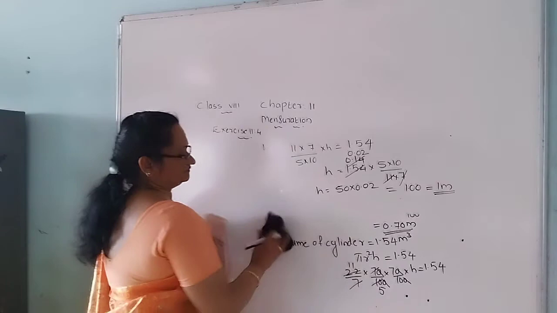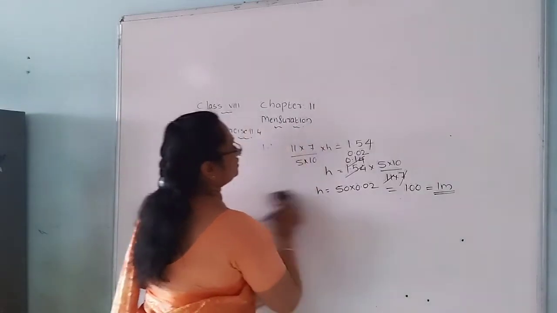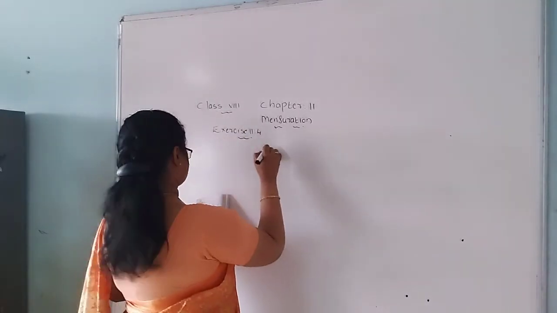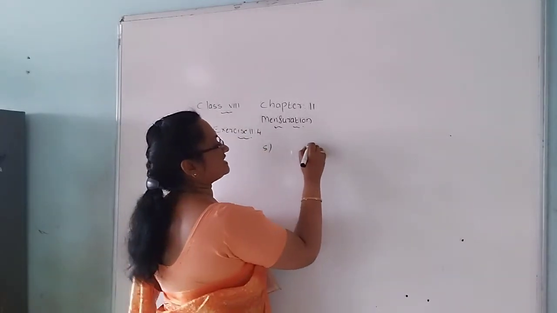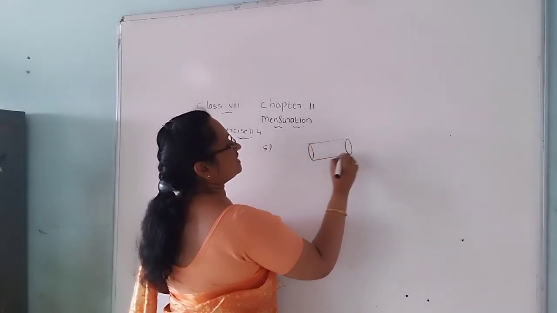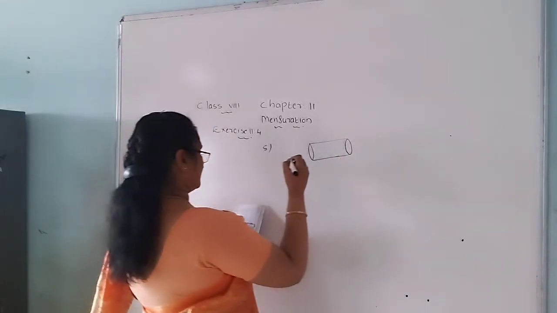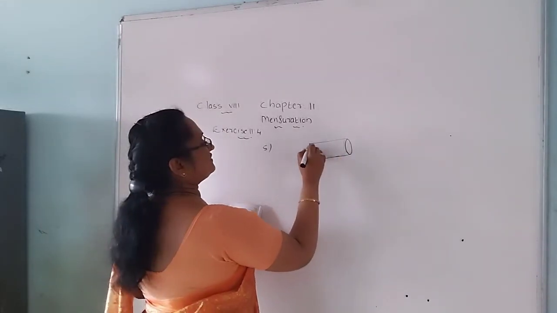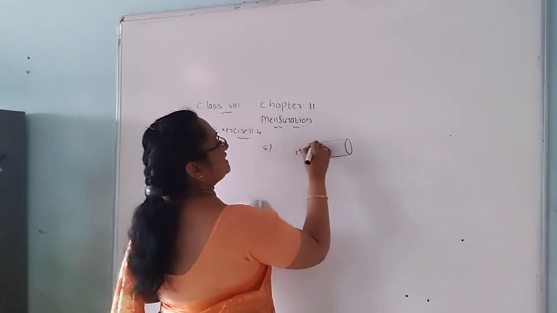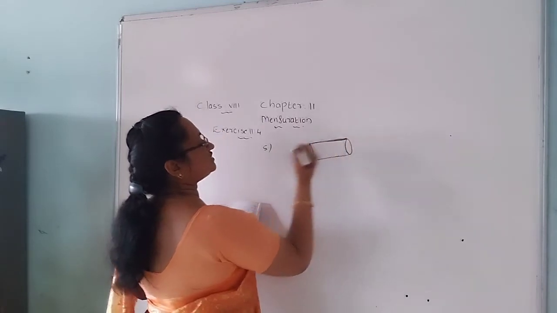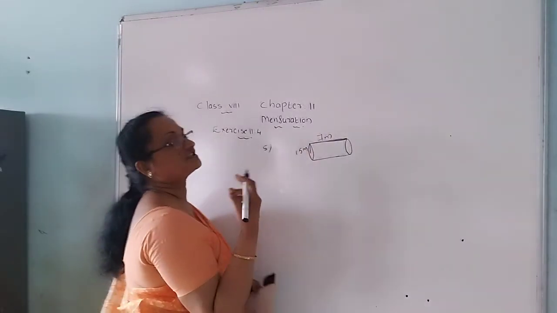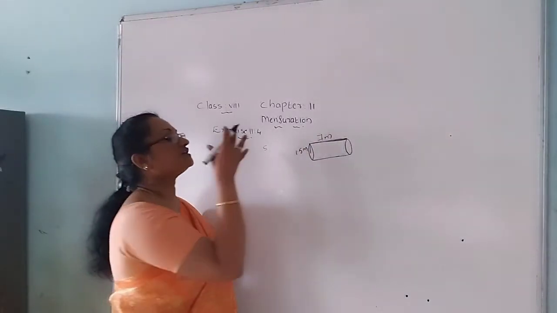Then next question. Next, we go through the fifth question. In that fifth question, they talk about a milk tank. The shape of the milk tank is cylindrical. Then its radius is given, not the diameter: 1.5 meter is the radius. The length, meaning the height of the water tank, is 7 meter. The question is: find the quantity of milk that can be held in this tank.